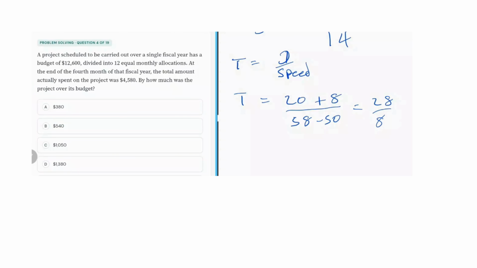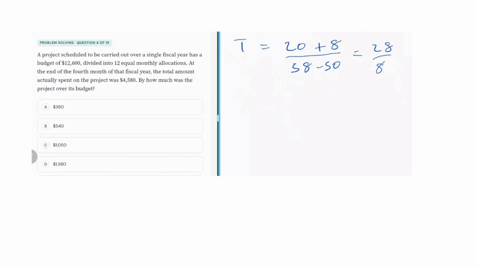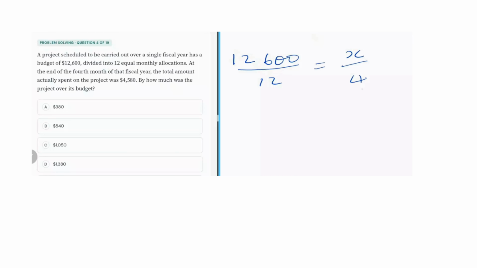I know there are several ways you can solve this question, but let's use proportion so that we can reuse the proportion again. Setting up this as proportion will be 12,600 is to 12 as S is to 4. Then we cross multiply. Remember, we are setting it up like this for questions we are going to solve after now. 4 times 12,600 divided by 12.